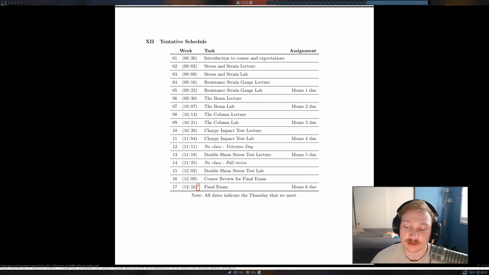And you can see the tentative due dates for your memos. You have 2 weeks to work on each memo before it's due. That's the case for every single memo, though the Sharpie Impact one is a bit different. Memo 6 is also a bit different because of the recess. But usually, you're always going to have at least 2 weeks to work on your memo.